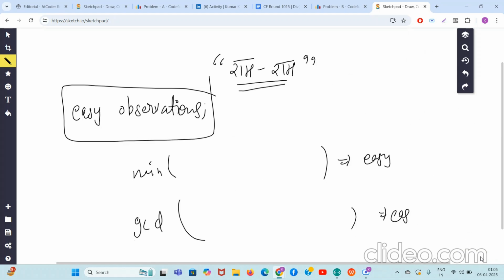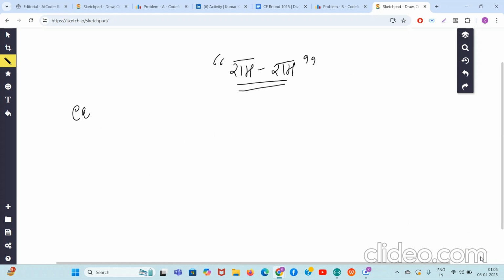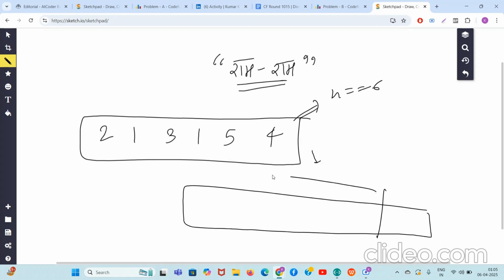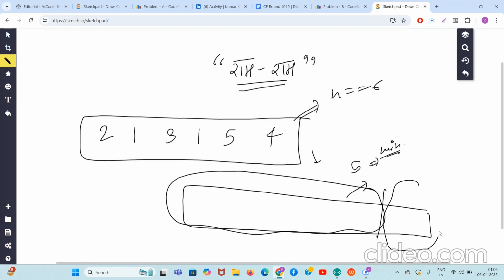Just make sure now you got the trick, right? The easy observation is that we expand the minimum part and contract the GCD part, and that solves the whole problem 50% actually. So let's say I give you two. Now you only think, there are 6 elements here in the final array. 5 elements will be here. You will be taking their minimum, and you want it to be equal to this number.